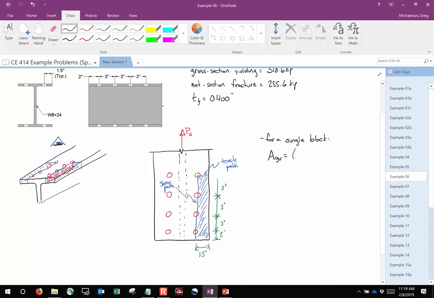So I propose that's 11 inches times the flange thickness, which was 0.4. And so that comes out to be what? 4.4 square inches. So how about AGT? What's AGT? The gross area in tension. So what's that? There you go, 1.5 times the thickness.